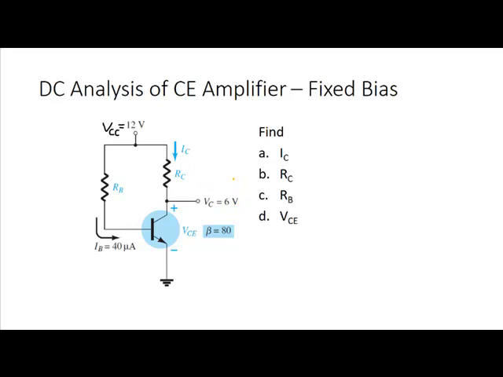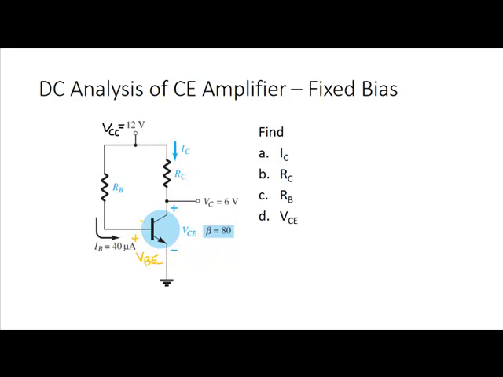So first step is to mark all the currents and the voltages with correct polarities and direction. So IC is already marked here. IB with correct direction is also marked. So let me mark the remaining voltages. So we have the voltage drop of VBE. Since this transistor is a silicon transistor, VBE value will be equal to 0.7 volt. The voltage VCE is already marked.